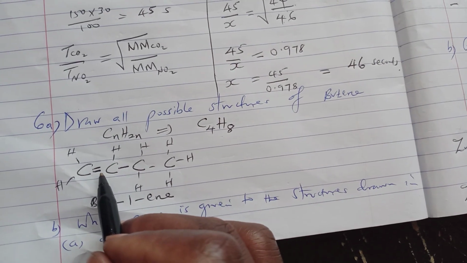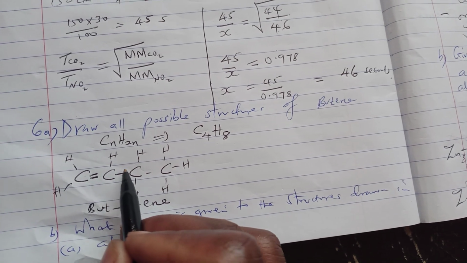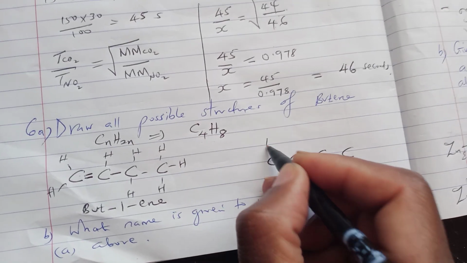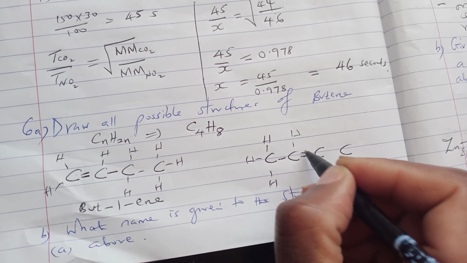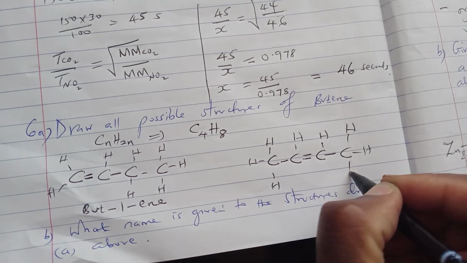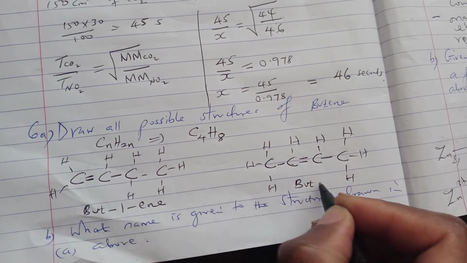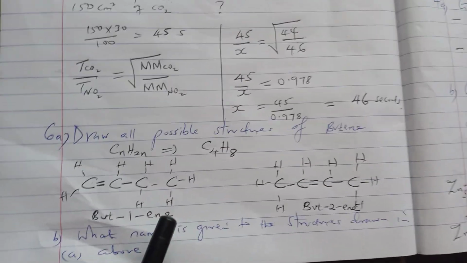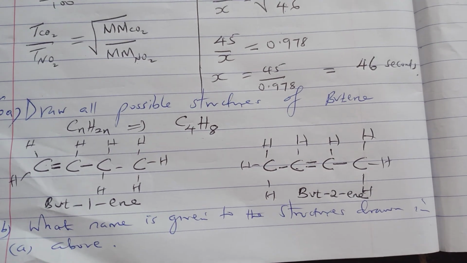After that, I can do positional isomerism. I change the position of the double bond from number 1 to number 2. So that I have 1, 2, 3, 4. I bring the double bond there and then I fill hydrogens. The name changes, carbon number 2, so this one becomes but-2-ene. Those are the only isomers that you can get from there. So the possible structures are but-1-ene and but-2-ene.